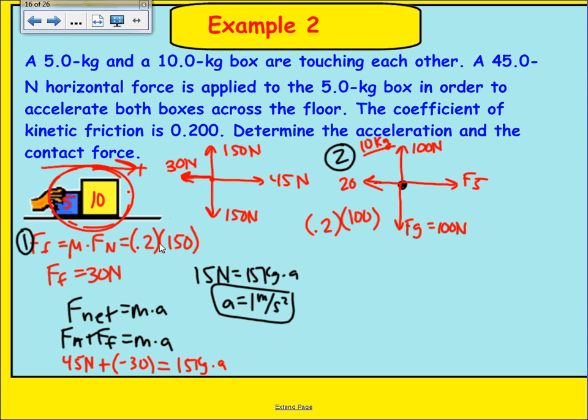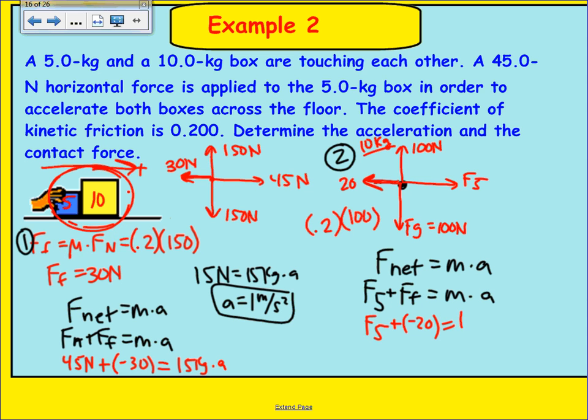So now I'm going to use Newton's second law. Force net equals mass times acceleration. My force net comes from two forces: my force from the 5 kilogram block plus the force of friction. That equals mass times acceleration. My F sub 5 is what I'm solving for. Plus, my friction is 20, but it's a negative 20 because it's pointing in the left direction. Left is negative. Equals the mass, which is 10 kilograms, times the acceleration, which is 1.